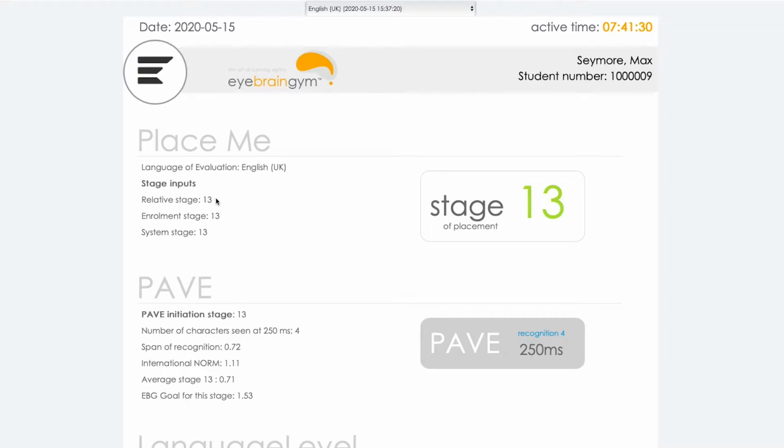And then the relative stage indicates your age. So according to your birth date, that would be the stage that the system expects you to be on. Then we have the enrollment stage, which is your grade level that you were enrolled on. And then, of course, the system stage, which is at the end of the day, the placement stage on the right hand, that is the important one. So the one that you see on the right in green, that is the stage that you will be completing your course on.